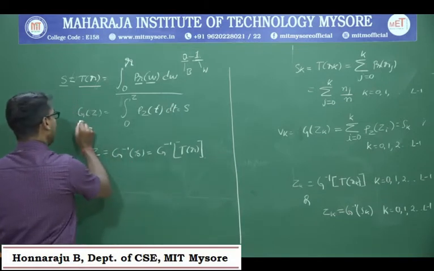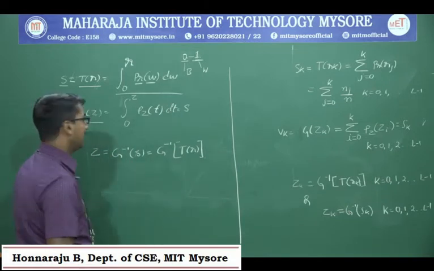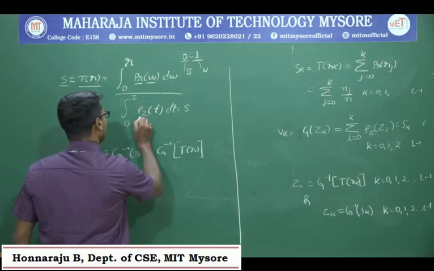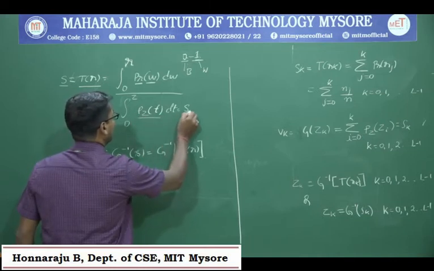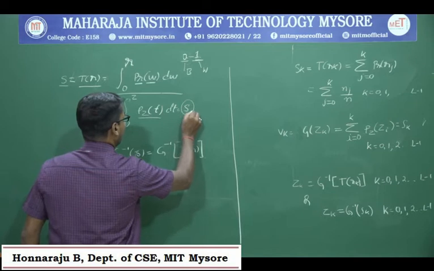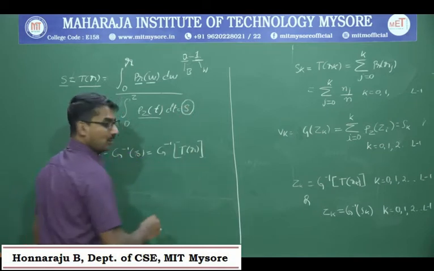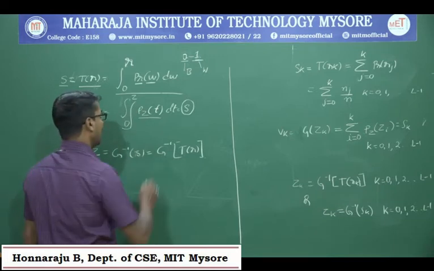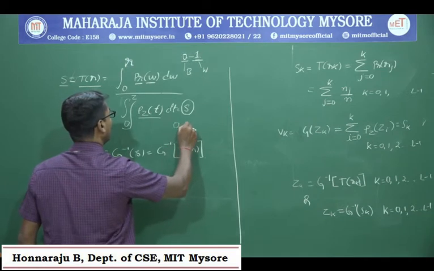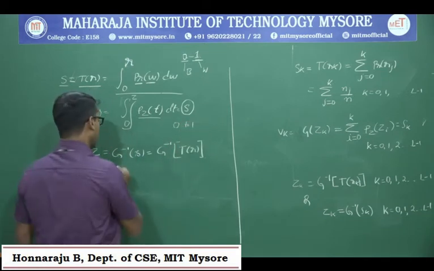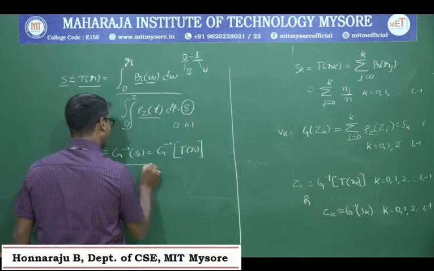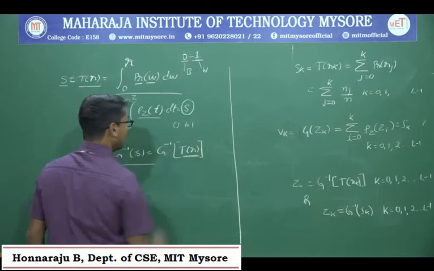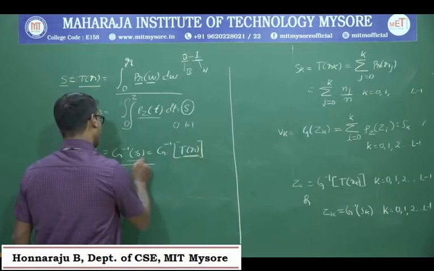Next, similarly, the transformation function of the matching is represented by the integral from 0 to z of pz of t dt, which is equal to s. Now s is the output of the transformation. The range is from 0 to z, the gray level, which is once again 0 to 1. Then this condition has to be satisfied: z equals z inverse of s, which is z inverse of T of R. T of R is the input and S is the output.